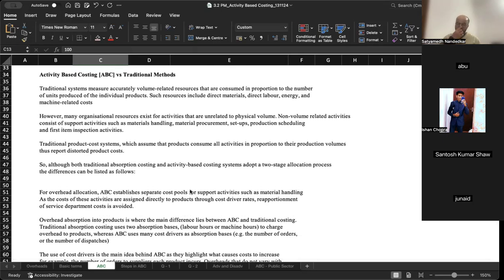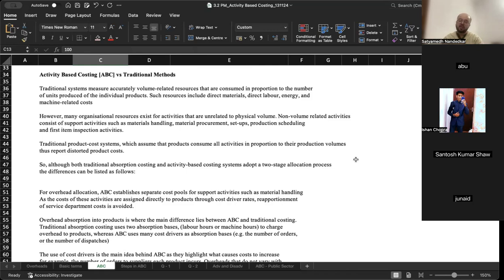Your traditional systems, the normal absorption costing system, the traditional way of absorption costing would always use the number of units produced as the base. But in activity based costing, you come to a realization that not everything is influenced by the number of units produced. There are multiple ways in which costs are influenced, and hence that is the correct way for determining the overheads to be absorbed per unit.